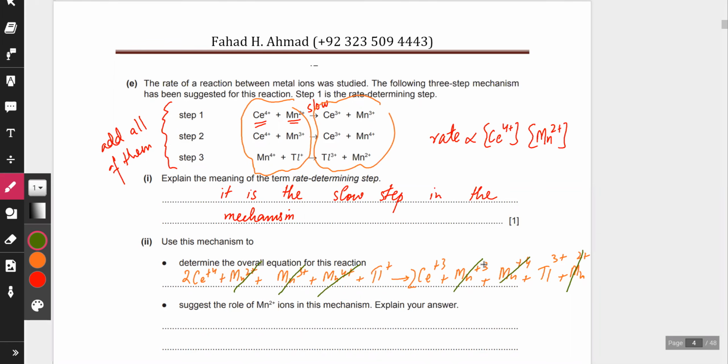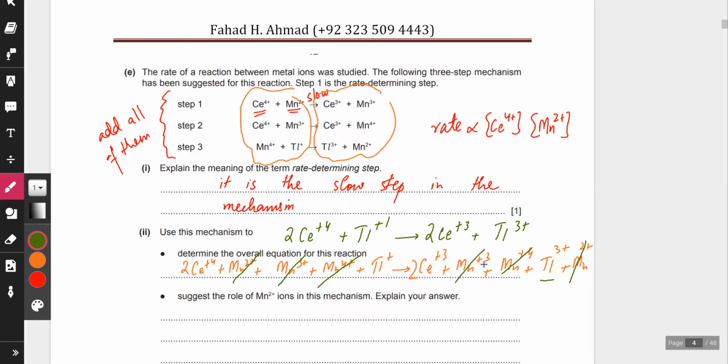So the final reaction that you have is 2Ce4+ and the other thing is Tl+, and the products are 2Ce3+ and the other thing is Tl3+. So that's your overall reaction.